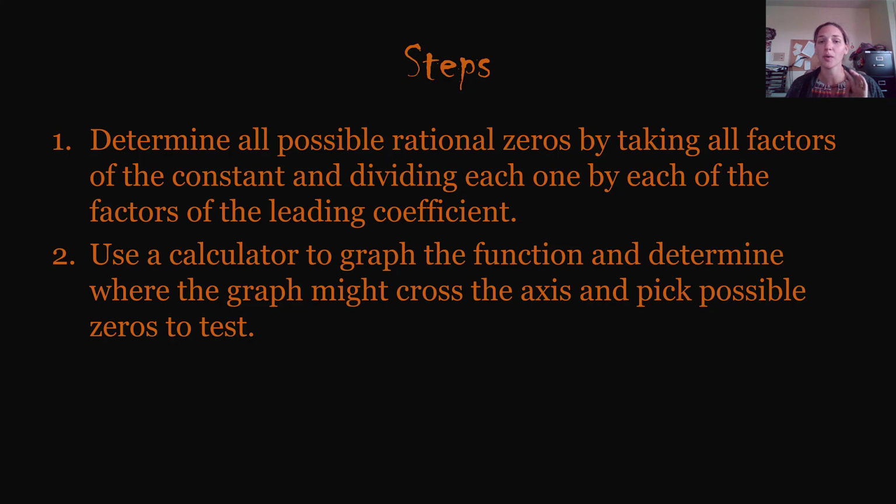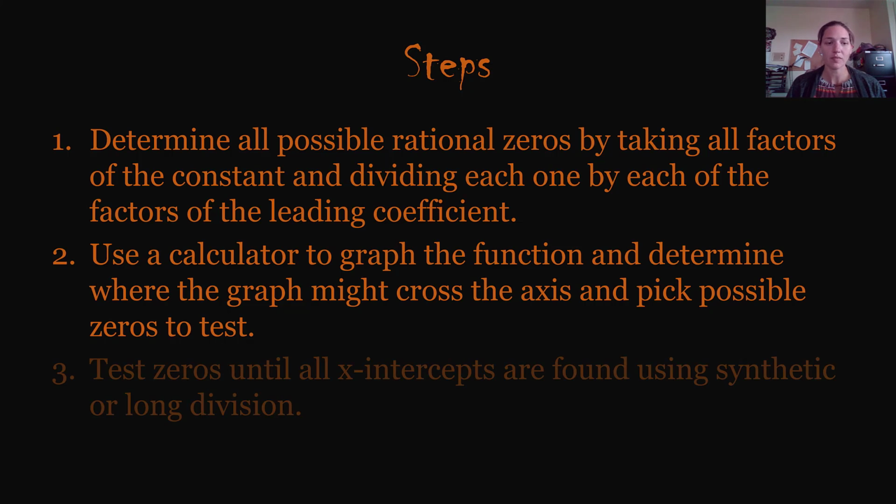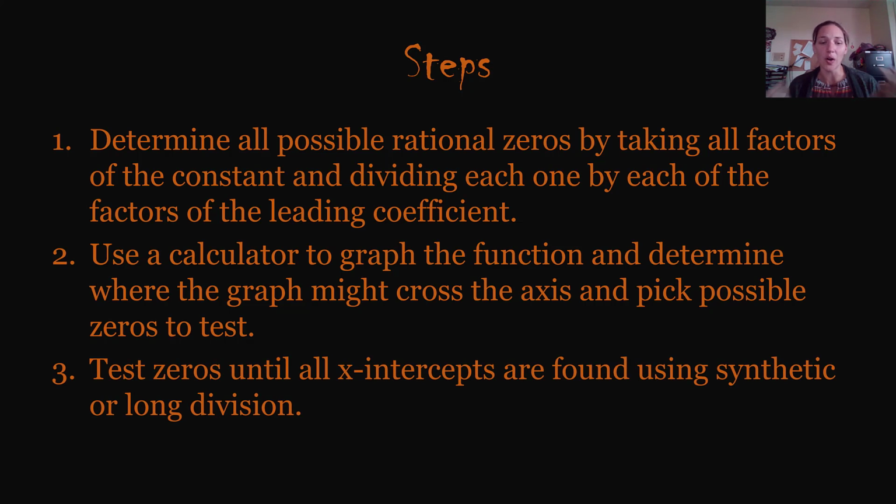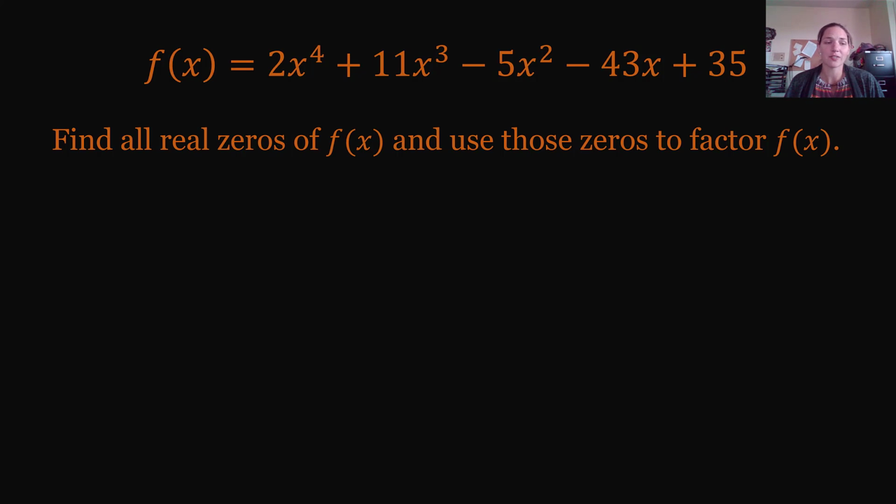But our first thing is to figure out what our possible rational zeros are, and then figure out what to start testing, and then test zeros until all the x-intercepts are found. We're going to do this using synthetic division, but you could also use long division. So here's our first example.